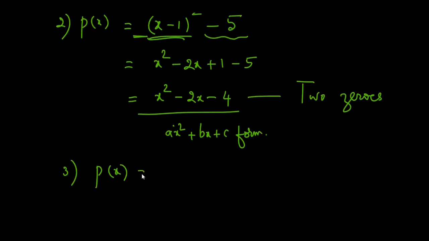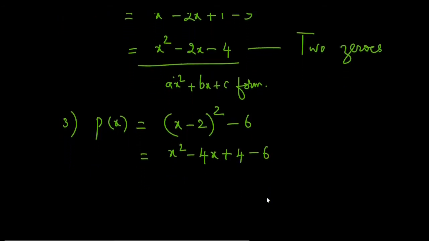Let us say another one. Say x minus 2 whole square minus 6. This is x square minus 4x plus 4 minus 6. This is x square minus 4x minus 2. This has two zeros.